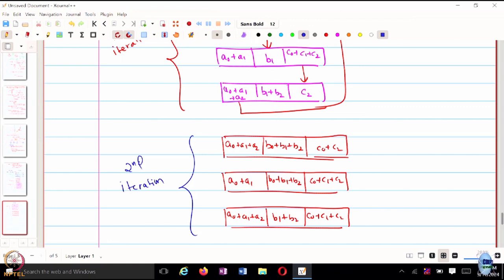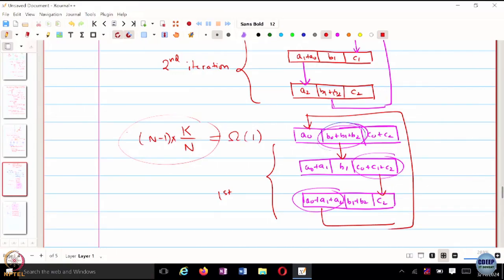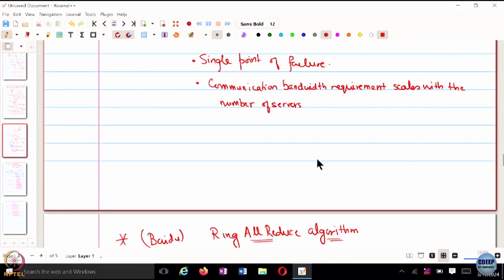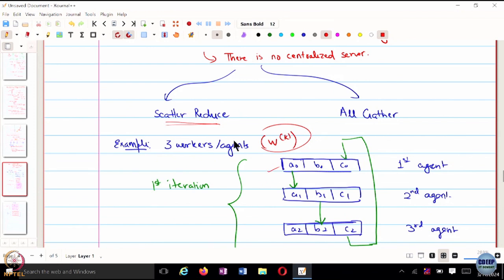And in the second iteration, what needs to be done? So this needs to go here. This needs to go here, and this needs to go here. After this round, every agent has the same piece of information. Okay, so how many iterations did it take? N minus 1 iterations here as well. So in total, you have 2 times (n minus 1) iterations times k by n, which is constant in the number of agents. So this is the total amount of information exchange, and this is independent of the number of agents. So the communication bandwidth requirement with this ring all reduce algorithm is independent of the number of agents, and it doesn't have a centralized entity either, right?